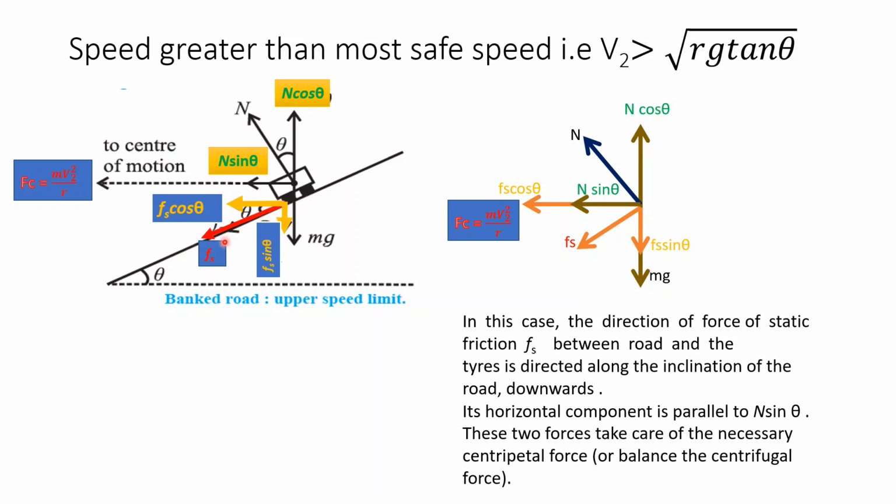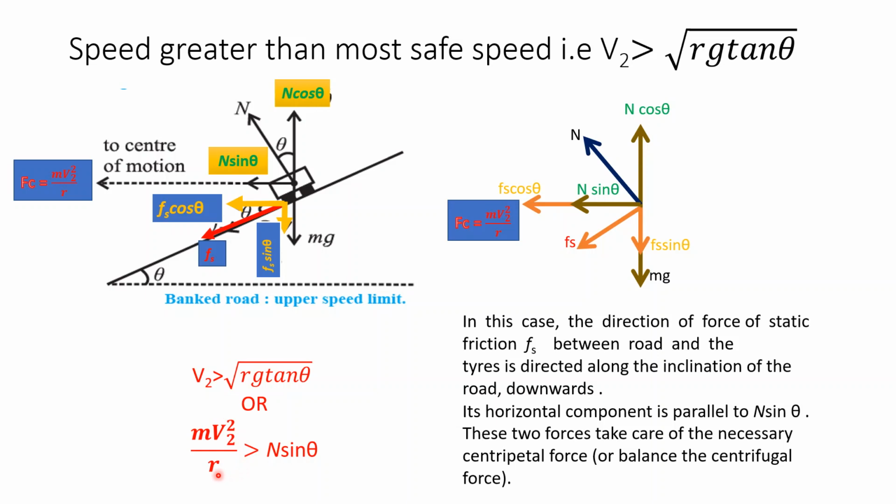We resolve this Fs component into two components. Its horizontal component is Fs cos theta, and its vertical component, acting downward, is Fs sin theta. We also resolve the normal reaction into its two components. The vertical component is N cos theta and the horizontal component is N sin theta. This is acting towards the center of the curved road, and it is directed towards the centripetal force.